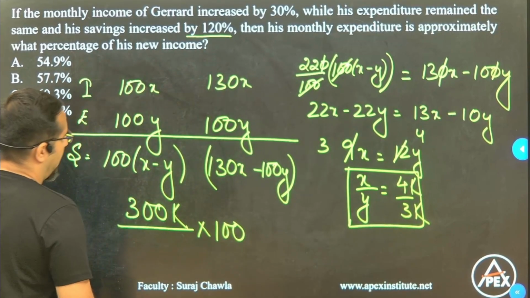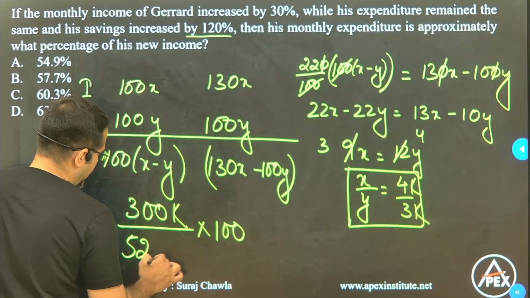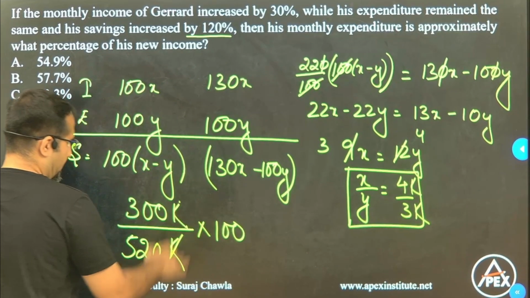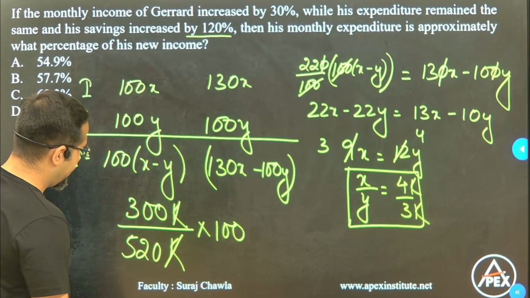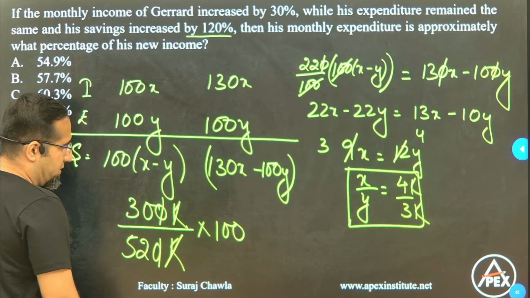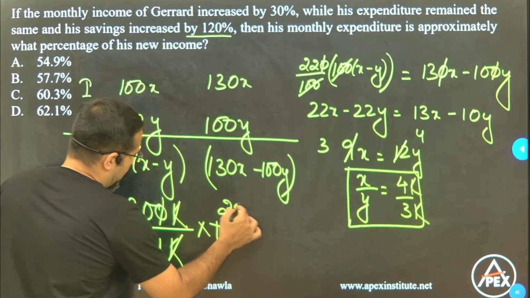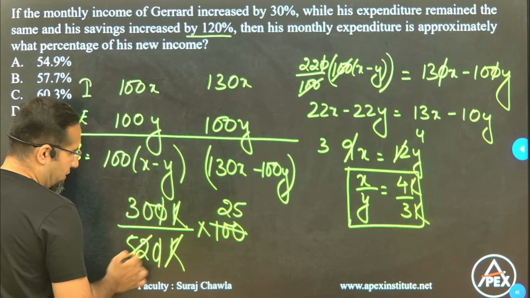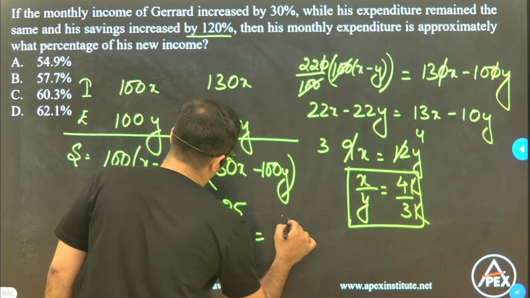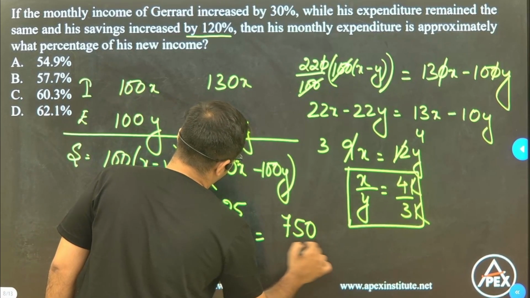130 into 4 हो जाएगा 520k. So k cancels, 0 0 gets cancelled. This is 4 2s are 8... this is 4 13s are 52. So we have a total value called 750 by 13.